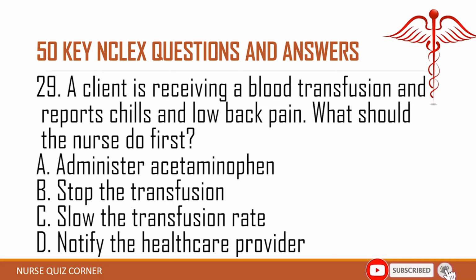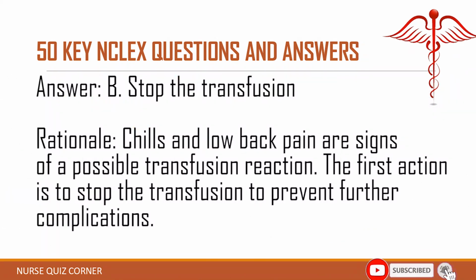29. A client is receiving a blood transfusion and reports chills and low back pain. What should the nurse do first? A. Administer acetaminophen. B. Stop the transfusion. C. Slow the transfusion rate. D. Notify the healthcare provider. Answer B. Stop the transfusion. Rationale. Chills and low back pain are signs of a possible transfusion reaction. The first action is to stop the transfusion to prevent further complications.